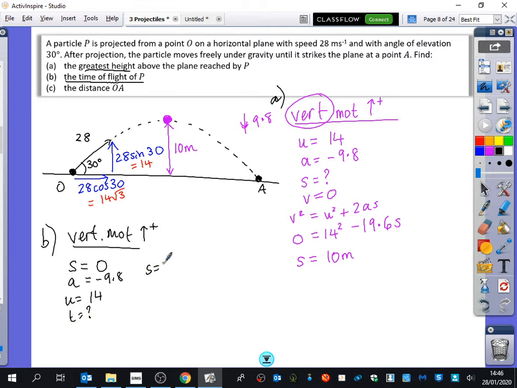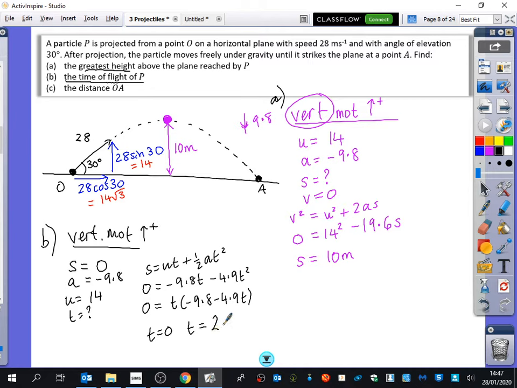So you get S equals ut plus a half at squared. So you get 0 equals minus 9.8 t minus 4.9 t squared. And then you can factorize, or you can put it on the equation solver. So I can take out t: minus 9.8 minus 4.9t. So either t is equal to 0 or t is equal to 2. What's gone wrong here?